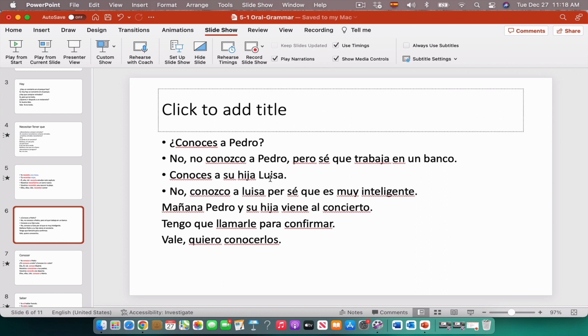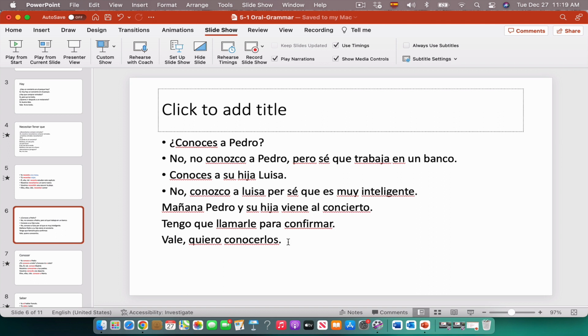¿Conoces a su hija Luisa? Do you know his daughter Luisa? No, no conozco a Luisa, the same thing here. When it's a person, you use a, because you know Luisa in this case, right? So, do you know Luisa? No, I don't know Luisa, but I know that she is very intelligent. Mañana Pedro y su hija vienen al concierto. Tomorrow, Peter and his daughter are coming to the concert. ¿Tengo que llamarles para confirmar? Do I have to call him in order to confirm? Vale, quiero conocerlos. Okay, I want to know them.